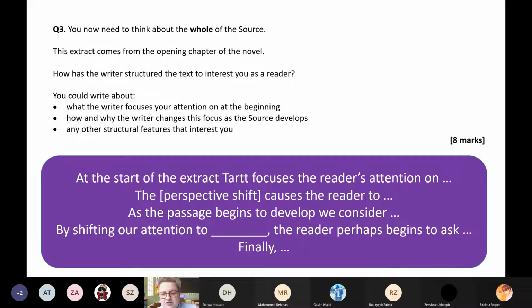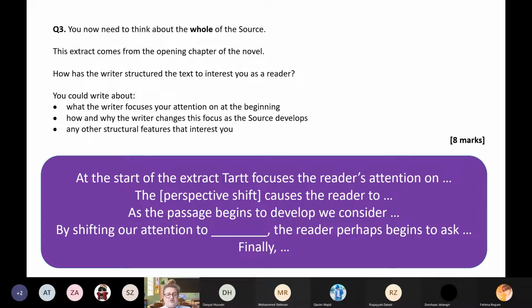Now, another thing I've noticed from marking hundreds of these recently is the fact that students don't always know how to answer this question because you don't know how to move between the question and the points that you're making in answer to the question. So you might find some sentence starters such as this helpful.